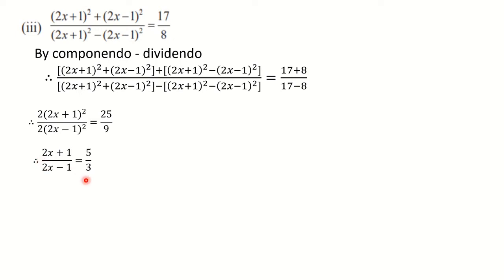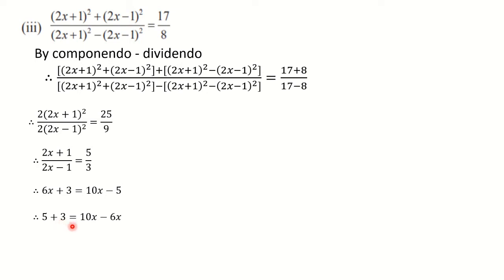Now we are going to go for cross multiplication here. After cross multiplication, 3 into 2x is 6x and 3 into 1 is 3. Similarly, 2x into 5 is 10x and minus 1 into 5 is minus 5. Now let us equate the like terms. So this 6x we can shift to RHS, and this minus 5 we can shift to LHS.